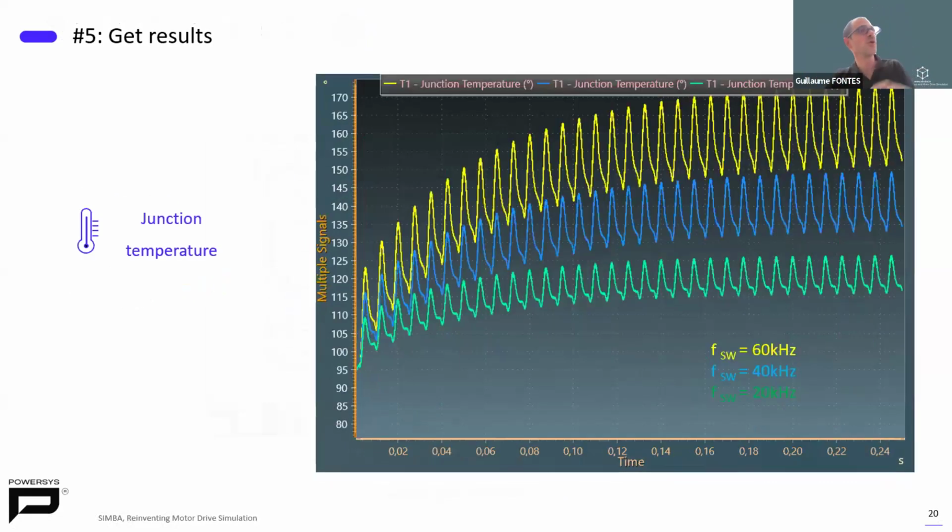And we can also see the influence of the switching frequency on the junction temperature. Here again, we can see that increasing the switching frequency will lead to an increase of the junction temperature, but also of the temperature ripple of the MOSFET, which is very important for the reliability of this kind of device. But the most interesting part here is to sum up all the results of all the combinations.